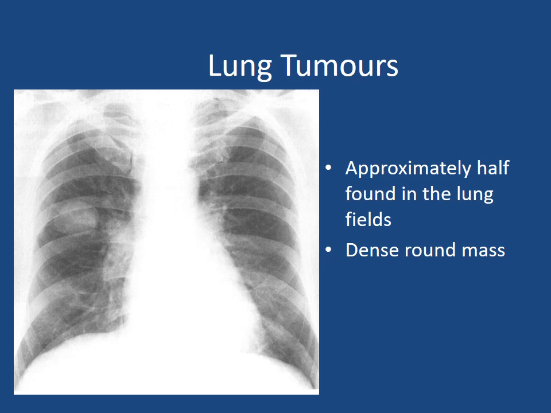They tend to show as dense round masses, and we can see that here. This very, very clear round area shows as being more dense than the air in the lung tissue, and so it shows as much brighter than the air in the lungs that surrounds it. So this very smooth, very rounded area shows us where the lung tumour is here.